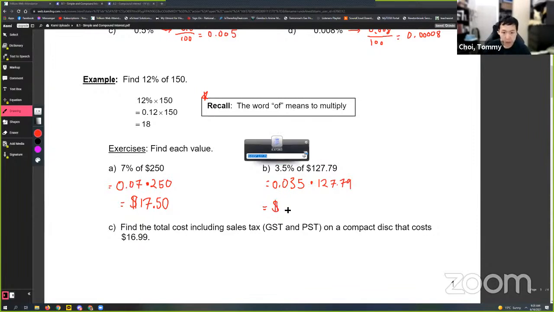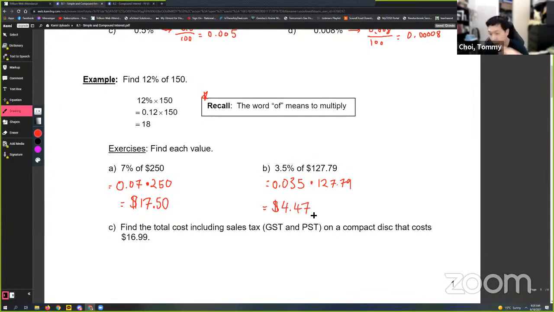You should have rounded it to 4.47. Don't write any more decimals. Why? Because since we're talking about money, we only have until the cent, which is the second decimal place. So we don't want to write more decimal places. We just want to round up to the second decimal place.